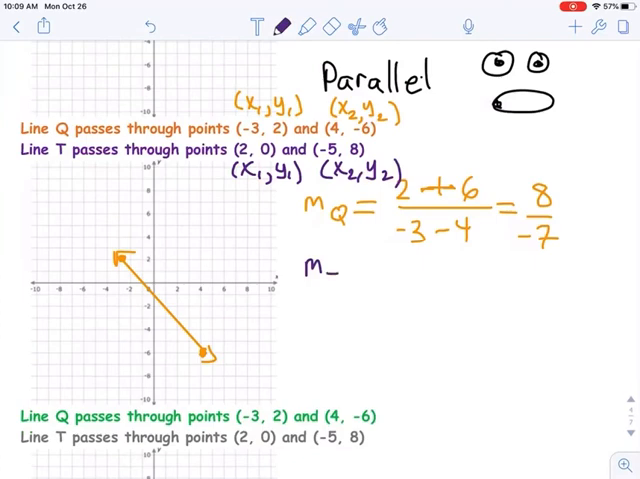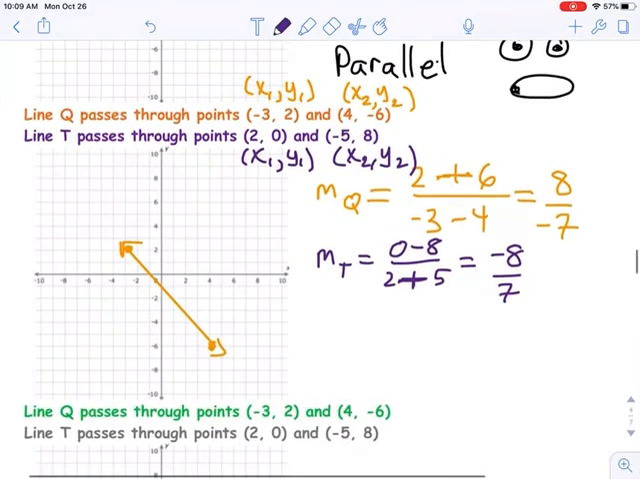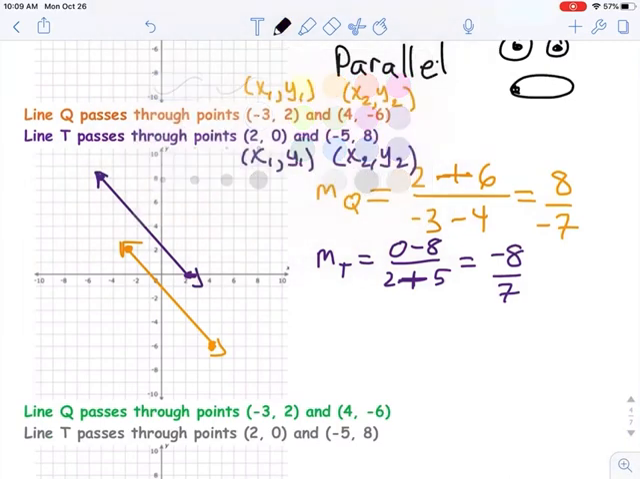Anywho, the slope of T is going to be 0 minus 8 over 2 minus negative 5. So 2 minus negative 5 becomes 2 plus 5. We're going to get negative 8 over 7. All right, and let's see what happens here. So 2, 0, negative 5, 8. Okay, these again are parallel.